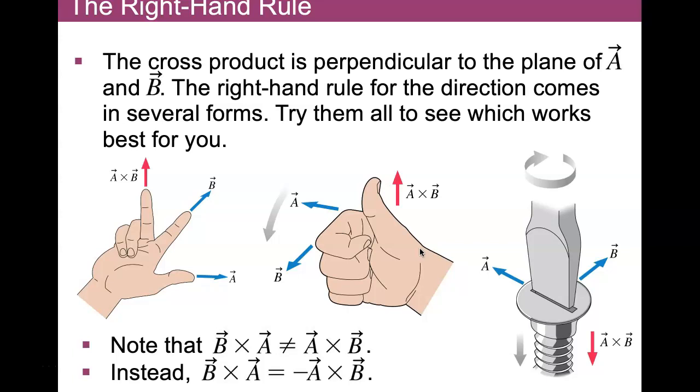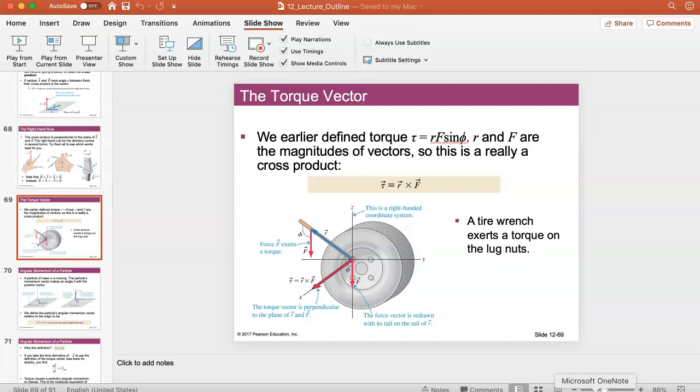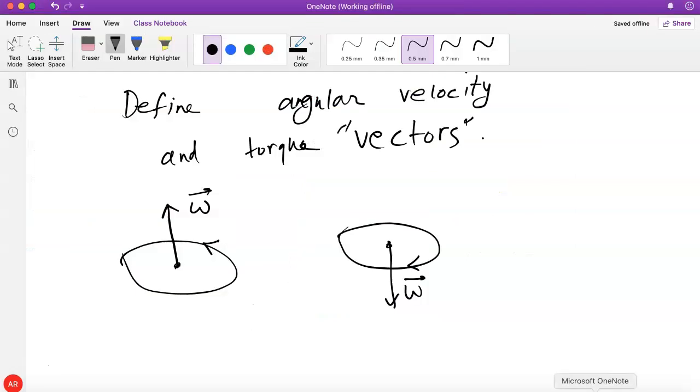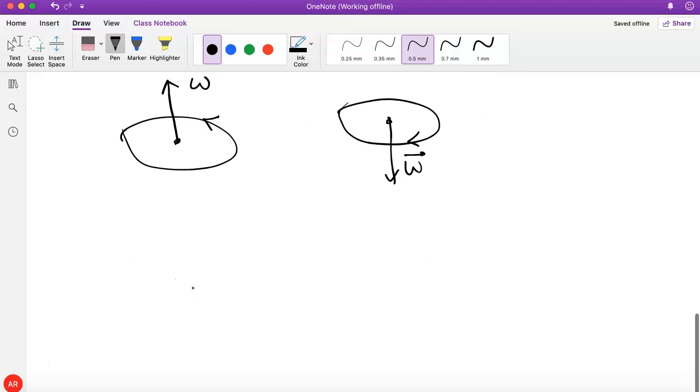Now, this allows us to relate torque to force in a more elegant and compact way. So let me go back to the notes here. Similarly, let's go back to the notion of torque. So you have some axis here. There's some distance r to the place where some force is applied.